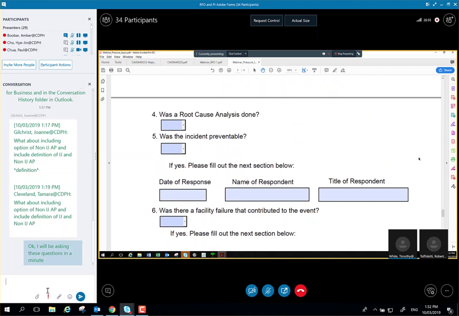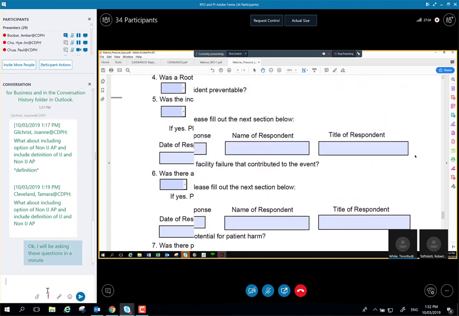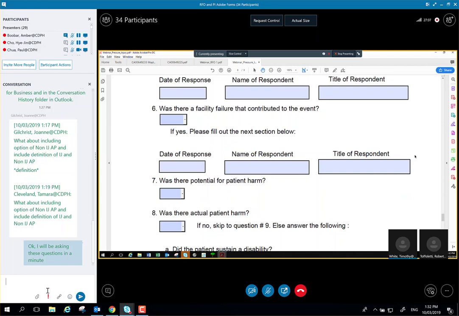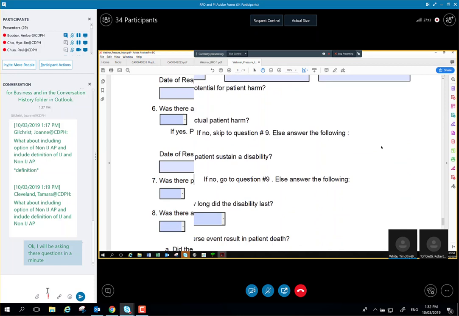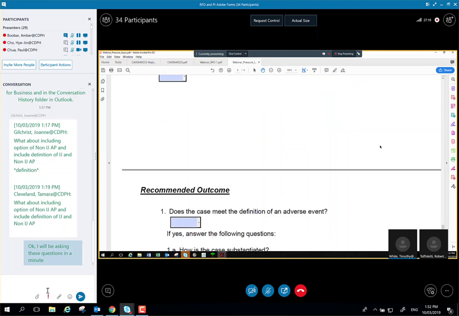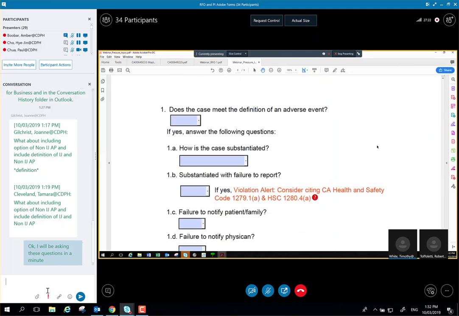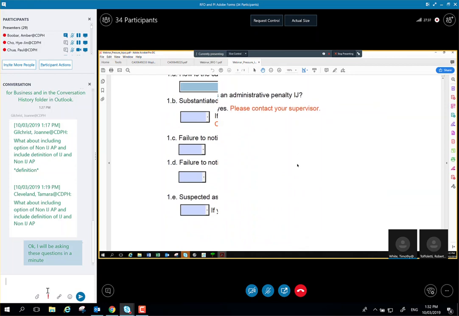Did they do a root cause analysis? Was it preventable? Same questions, and again, these are our answer. We make that determination, and sometimes, as I'm sure many of you know, they'll argue with you, but it's our call. Potential for harm, was there actual patient harm? Did they get a disability? Did it end up causing them to die? And then, did it meet the definition of an adverse event? How is it substantiated? And then failure to report, notify family, physician, or suspected IJ.